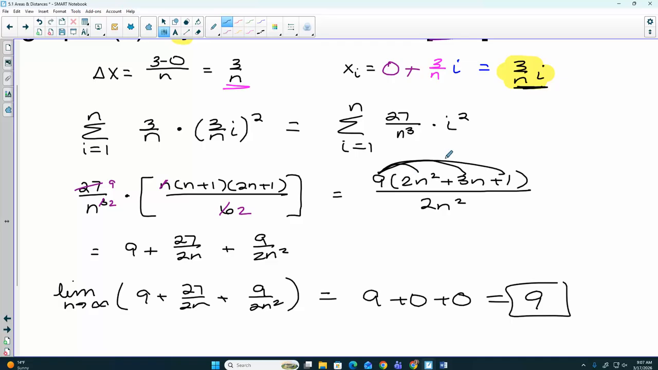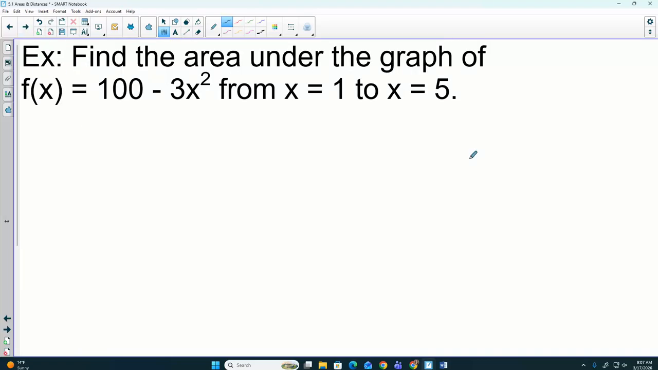Let's try setting up another one of those. So I want the area under the curve 100 minus 3x squared, from x equals 1 to x equals 5. The very first thing you have to do is find our change in x and our formula for x sub i. Change in x is always your ending minus your beginning divided by n. If I'm starting at 1 and ending at 5, this is 4 units long, dividing it into n rectangles. So my change in x each time will be 4 over n.